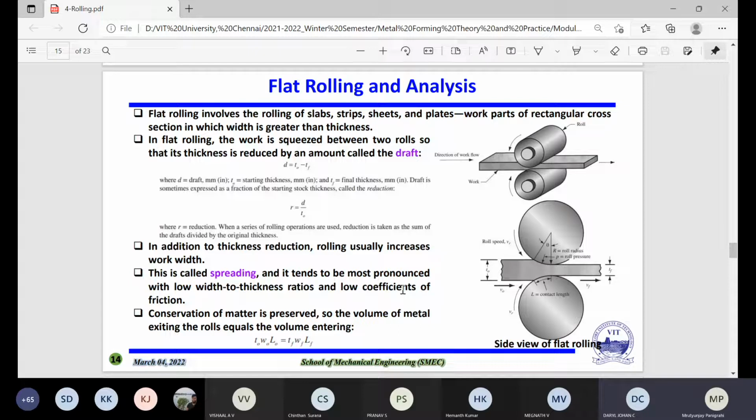And it tends to be most pronounced with low width to thickness ratio and low coefficient of friction. At the same time, also we have to find out friction, maybe it is there, and the moment you have the friction also, how it will impact, how it will generate there.